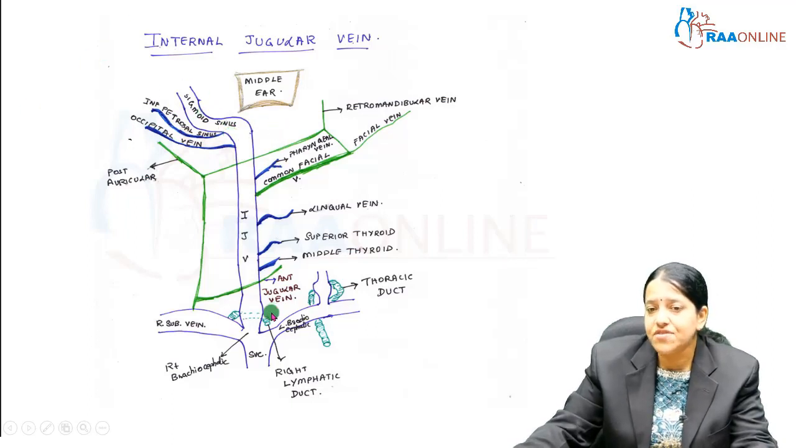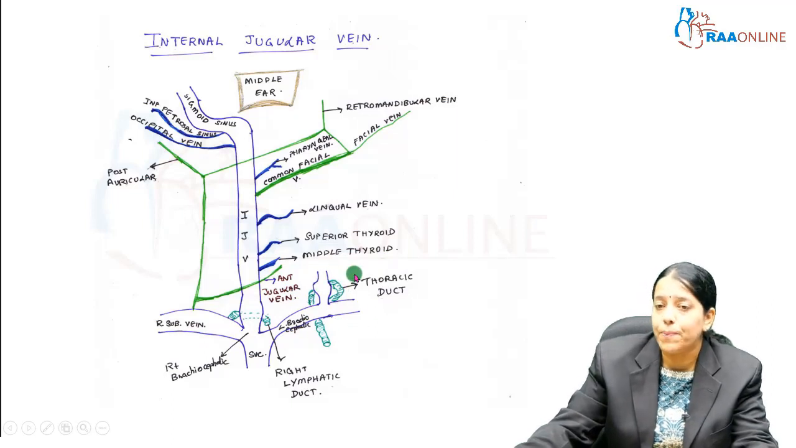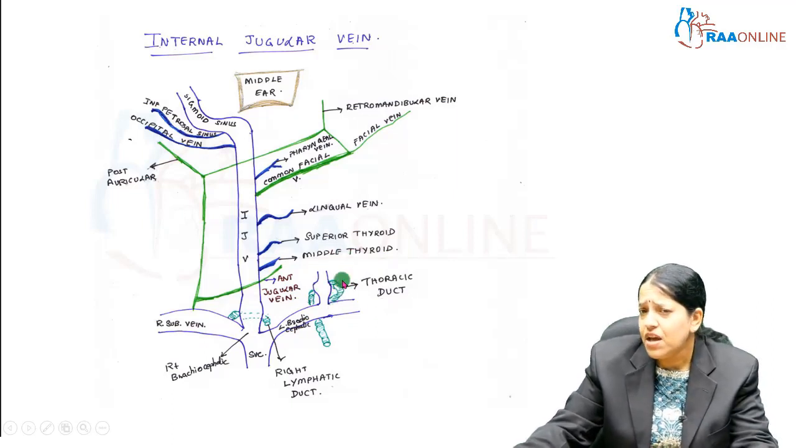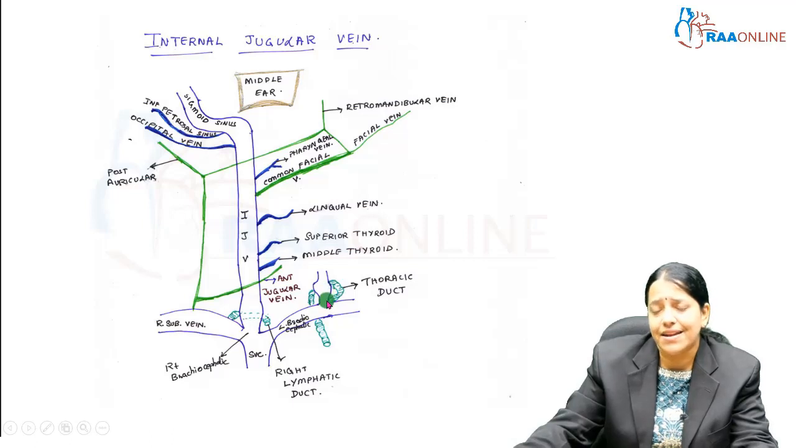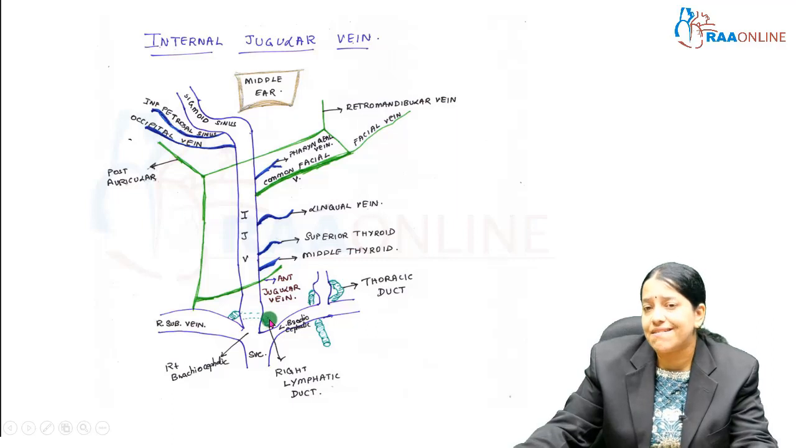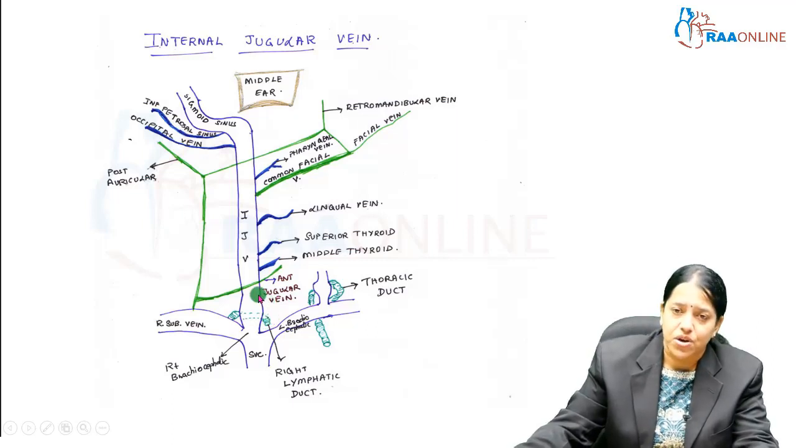And its last tributary, if you can see, on the right side is the right lymphatic duct, and on the left side it is the thoracic duct. These open at the junction where the jugular vein is opening into the adjoining subclavian vein to form the brachiocephalic vein. Exactly at that junction you will get these lymphatic trunks opening. So on the left side, the thoracic duct is the last tributary of the internal jugular vein. On the right side, the right lymphatic duct is the last tributary.